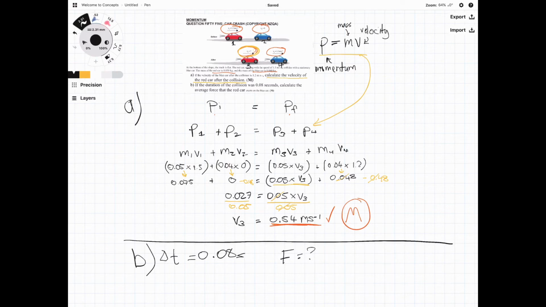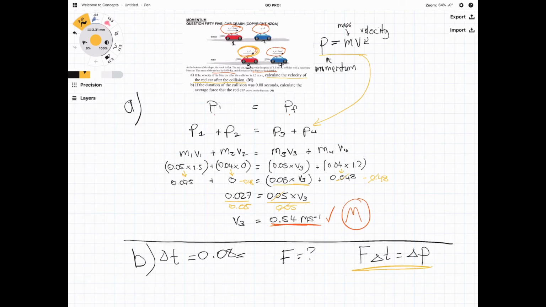All right. So what we need to do here is think about what equations we need to use. Okay. So, what is our equation? Our equation is F delta T equals change in momentum. Okay, so this is our really nice equation.